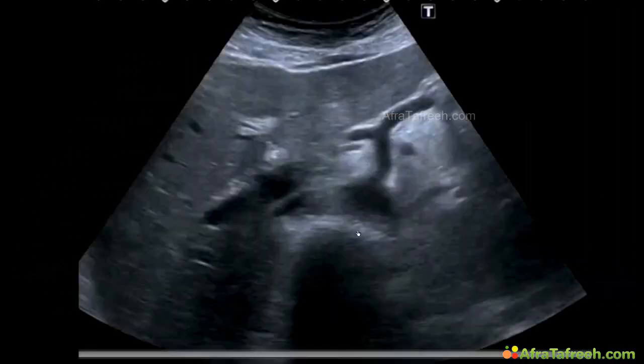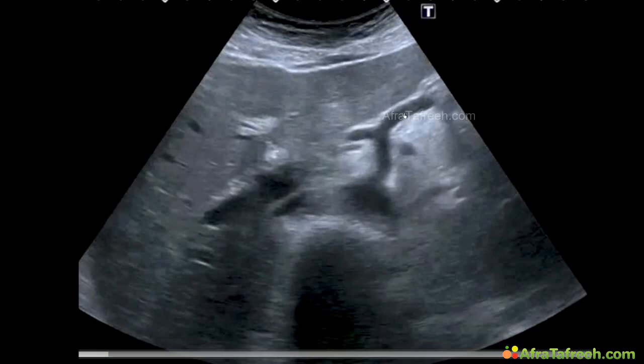Another example for a very nice picture of the celiac trunk is seen over here. The aorta, celiac trunk, splenic artery to the left side of the patient, and common hepatic artery and its course to the liver on the right side.